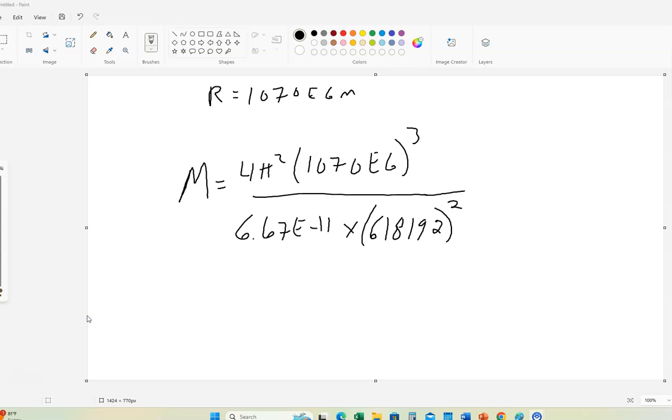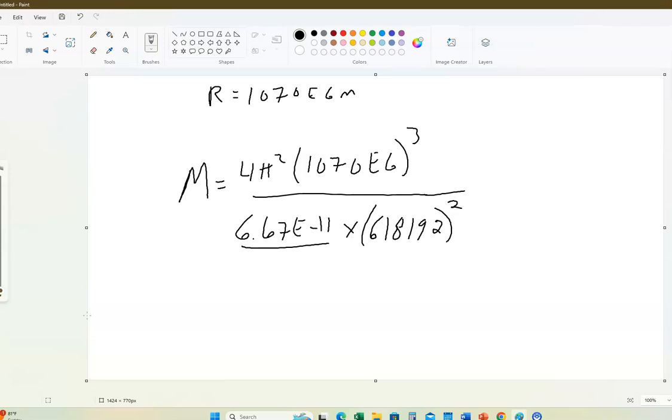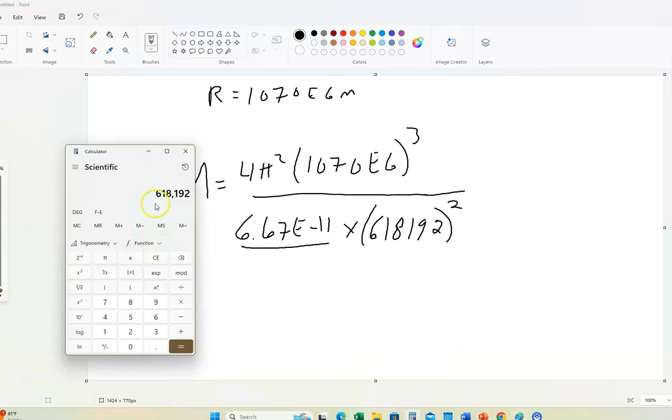So there's R, 1070 times 10 to the sixth meters. We have to cube that, multiply it by 4 pi squared, and divide by big G, which is this number right here, 6.67 times 10 to the minus 11th. And then remember, we found the period in seconds. That's this number here, 618,192, and we square that. All right, so let's put all that in our calculator. Remember, I've already stored the period.